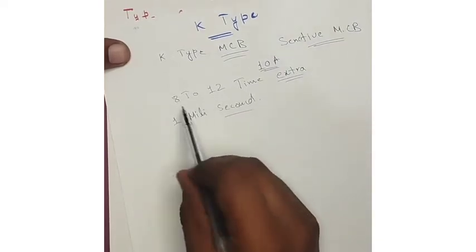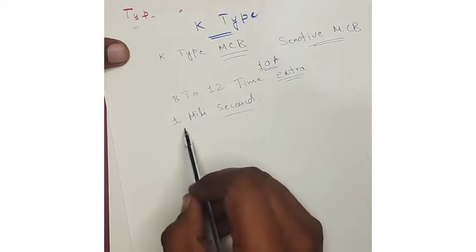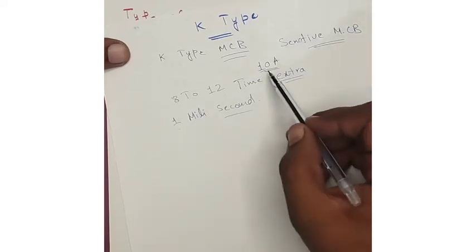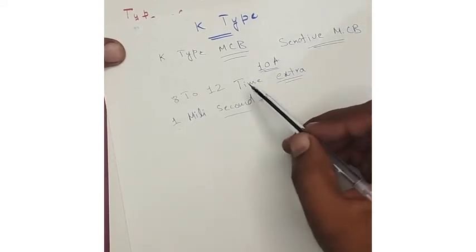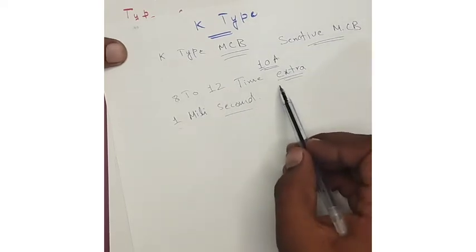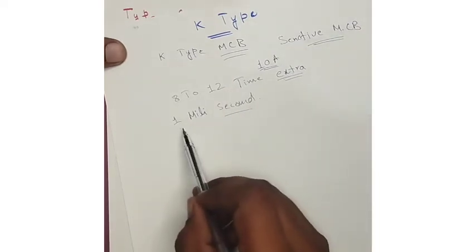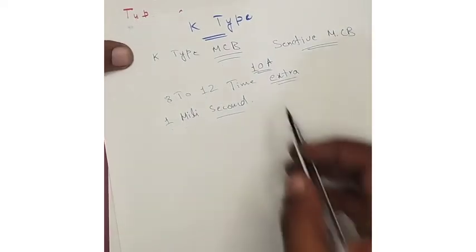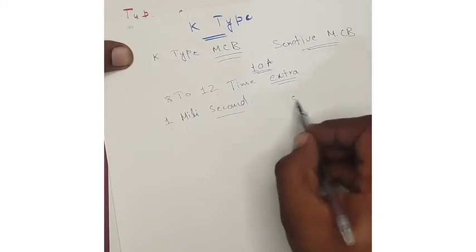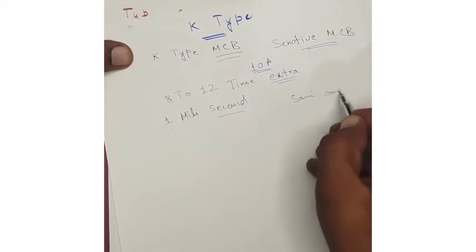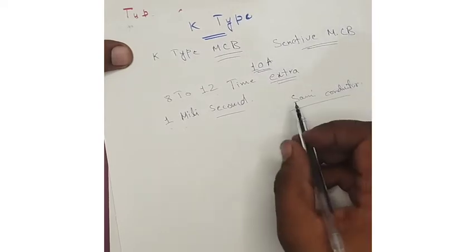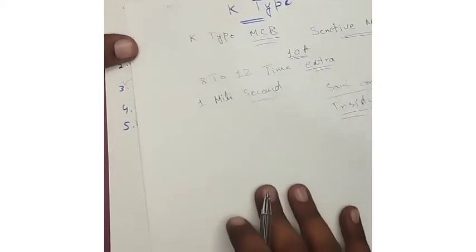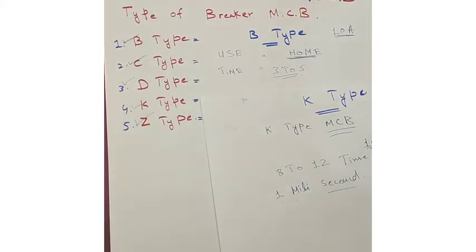So friends, according to this tripping time, this is called a sensitive MCB, because if your MCB rating is 10 ampere and it takes 8 to 12 times extra, this MCB will trip in only 1 millisecond. So friends, our next question is, where do we use these MCBs? These MCBs we use with semiconductors and transistors. So friends, I hope I explained 4 MCBs.